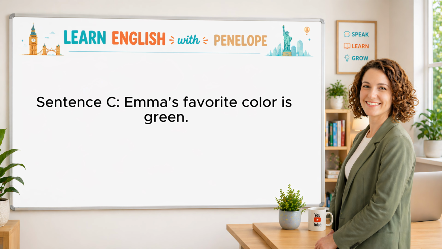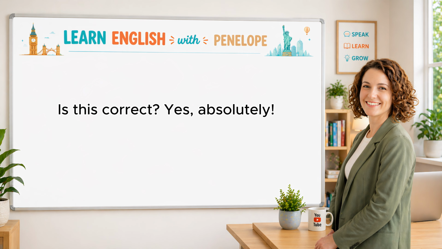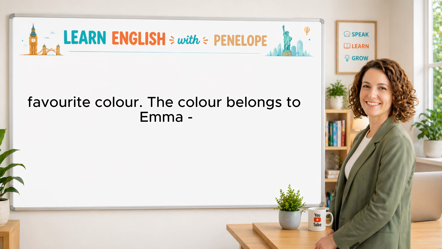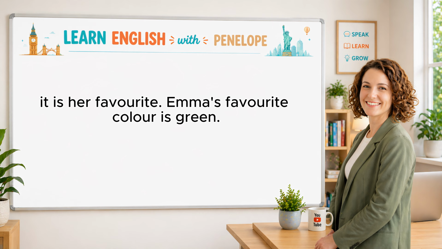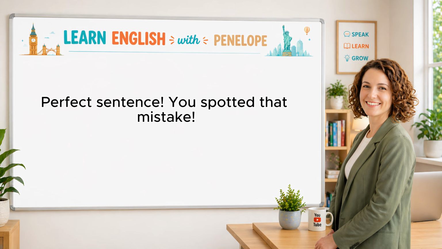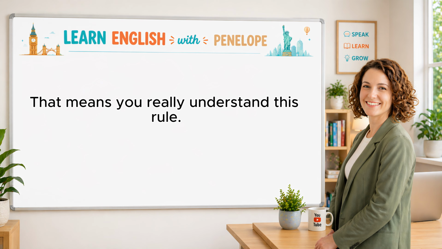Sentence C, Emma's favorite color is green. Is this correct? Yes, absolutely. Emma apostrophe S favorite color. The color belongs to Emma. It is her favorite. Emma's favorite color is green. Perfect sentence. You spotted that mistake. That means you really understand this rule.